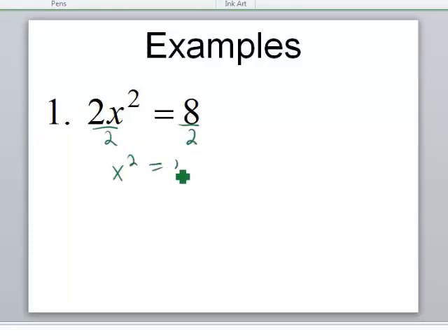x squared equals 4. Now I will square root both sides. x is equal to plus or minus 2, meaning my solution is either 2 or negative 2. 2 times 2 is 4 and negative 2 times negative 2 is 4. So both of these are the answer.